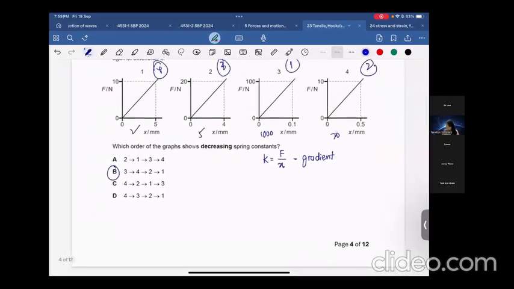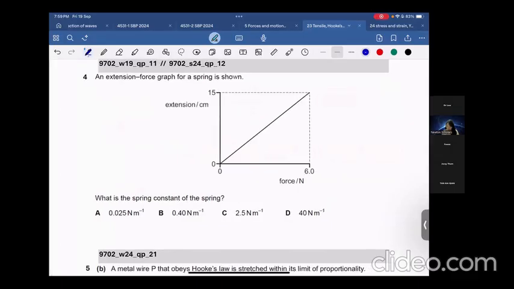No. Okay, like dear, come to page number 5, question number 4. You try first, and at the same time I take attendance.